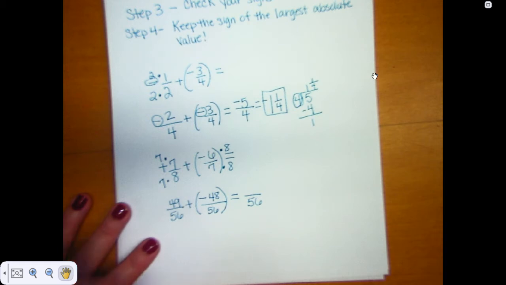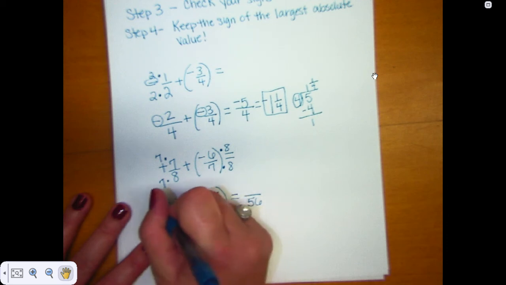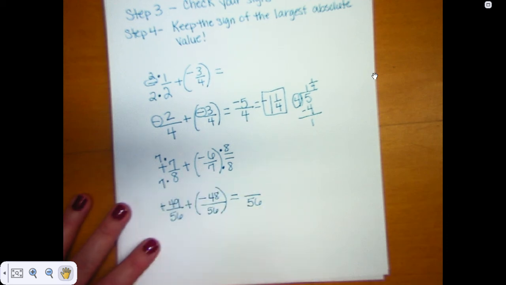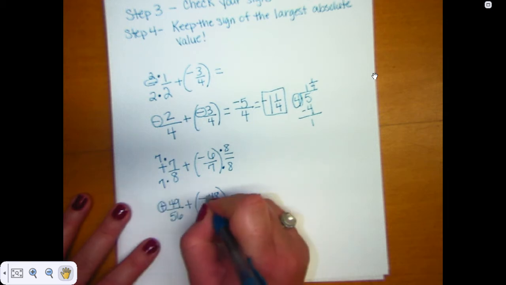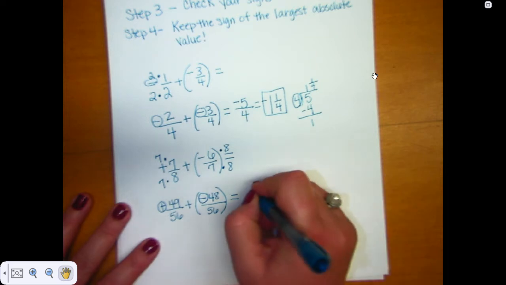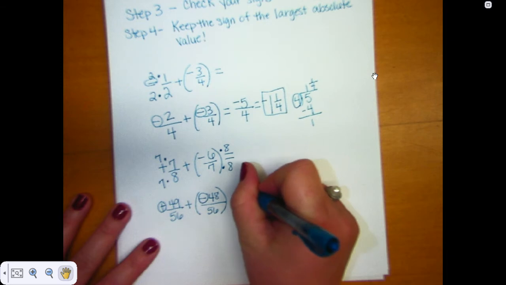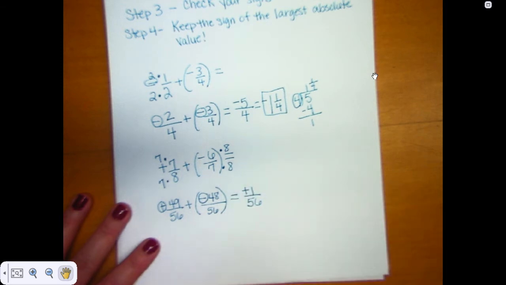Second step, is it addition? It is. So that means I can check my signs. Now I know that this really is positive 49 because it doesn't have a sign, so that means it's positive. I check my signs and I see that they are different. Different signs means I'm going to subtract. So 49 minus 48 is 1. And I keep the sign of the largest absolute value, which is 49. So my answer is positive 1/56.